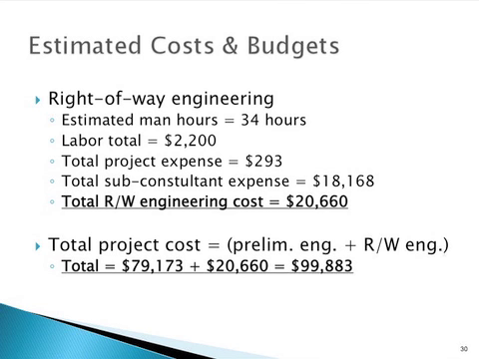$20,660. To obtain the total project cost, the total preliminary engineering cost and the right-of-way engineering costs are added together to yield a total project cost of $99,883.